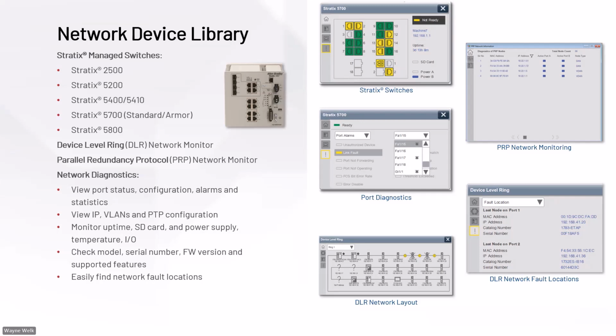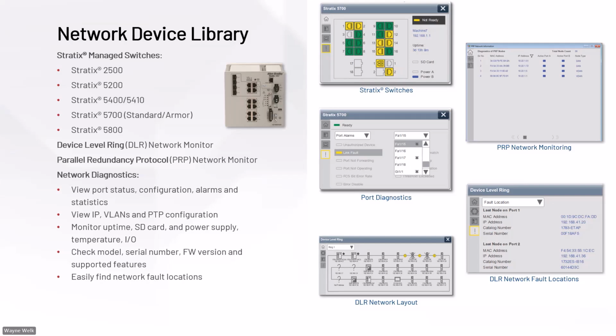We'll focus specifically on the network device library, and it covers all of our Stratix managed switches. So 2500, 5200, and anything that's newer will be added on there if it's not currently there. These are constantly being updated and given new features. And the whole network device library supports device level ring and PRP, parallel redundancy protocol. Tyler's golden child supports those network configurations.